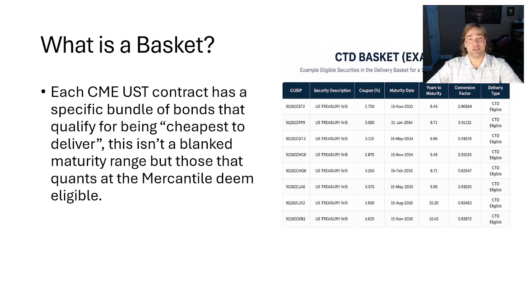Here's the example. You can see it shows coupons and conversion factor, which is also roughly the ratio of cash bonds to future. It's a bit more nuanced than that. If you were doing a real desk relative value trade, you wouldn't want to do that exactly, but it's roughly that, and it gives the CUSIPs and delivery types as well.